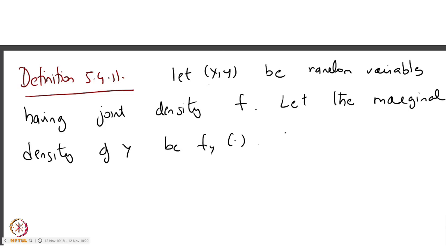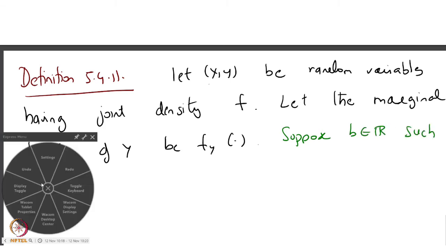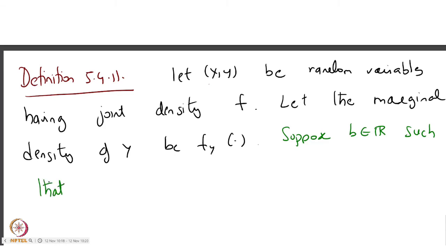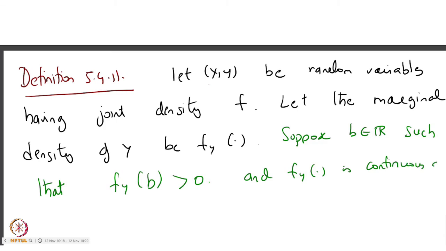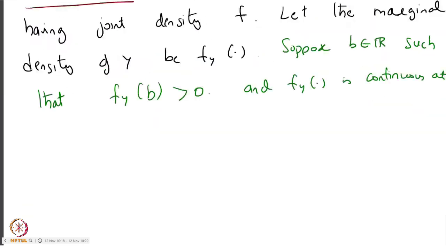Now a crucial fact. Suppose b is a real number such that f sub y at the point b is positive. So I take that point. And let's say f sub y is continuous at b. So let's say I have these two facts.